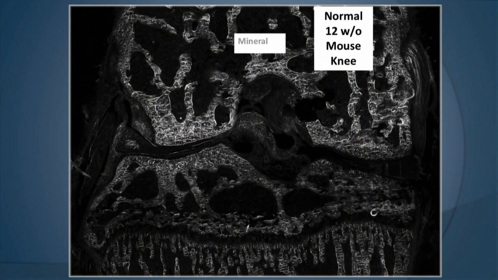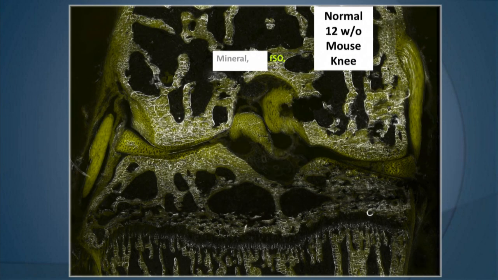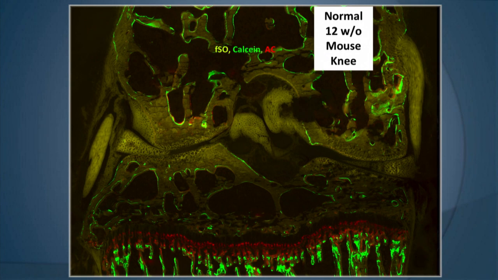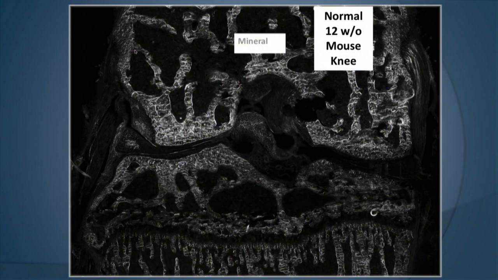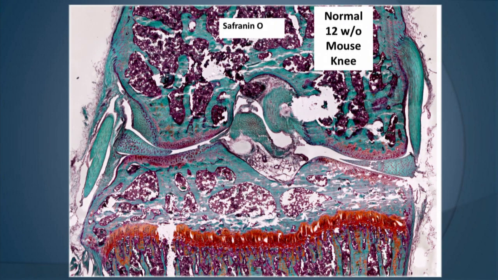So this is the mineral, and this is the mineral overlaid onto that fluorescent background. This is the staining for the two mineralization dyes, green and red, that shows the trabeculae labeling. The growth plate in this 12-week-old animal is still showing some labeling activity, but very, very little labeling activity on the cartilage or on the enthesis. I'm sorry, I should just give you a little more anatomy here.